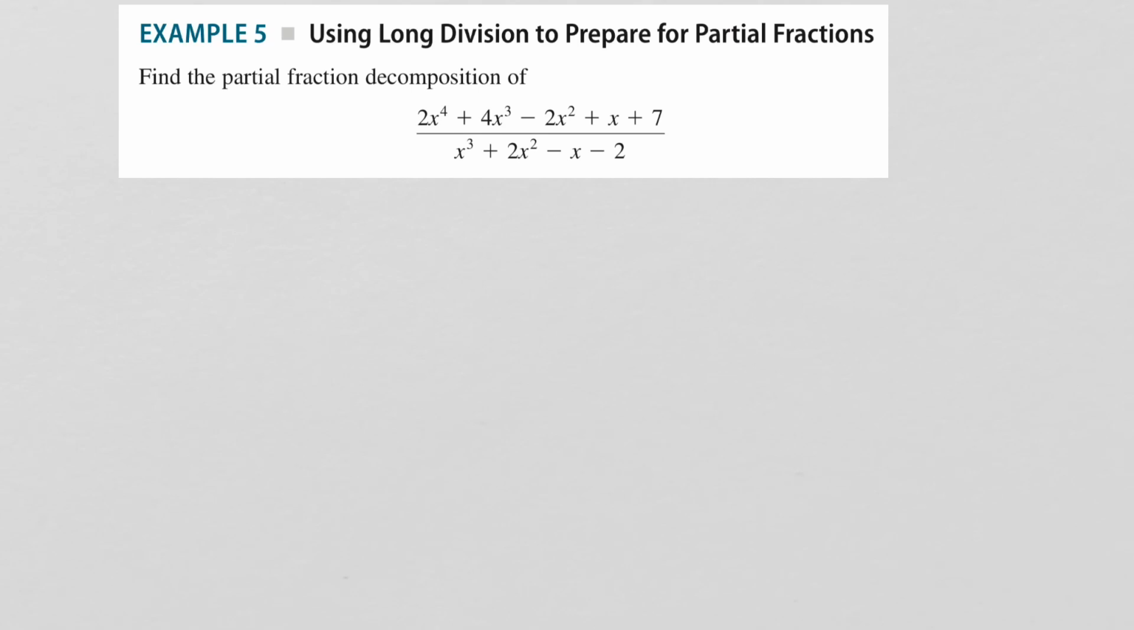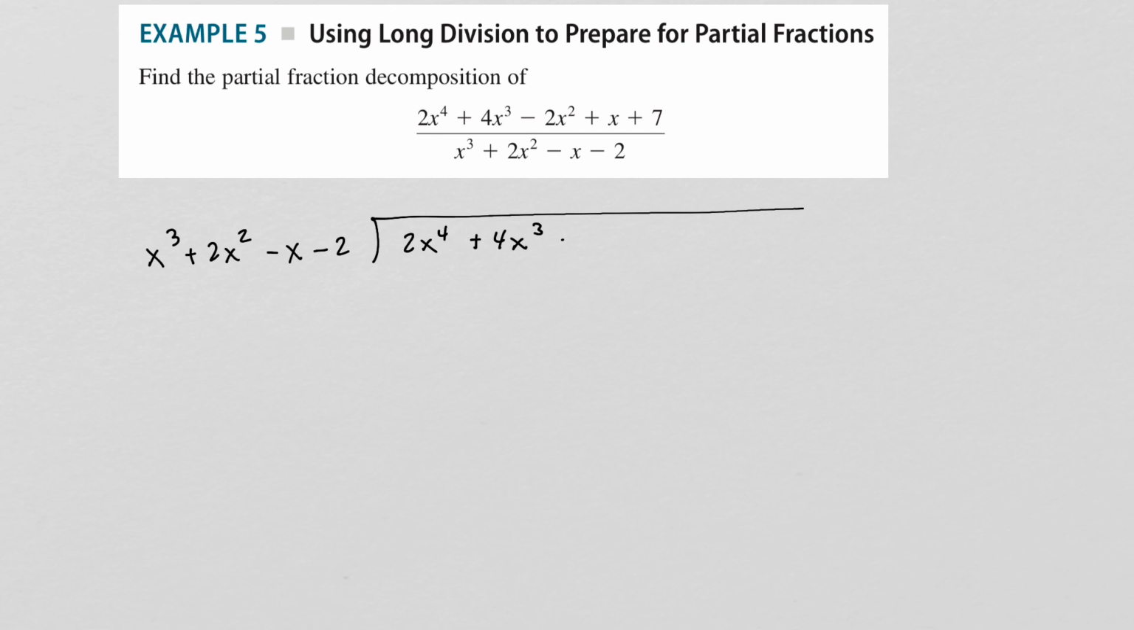And finally, what do we do if our original fraction is not proper? So notice the degree of the numerator here is 4. The degree of the denominator is 3. So this is not a proper fraction. So in this case, you have to use long division first. So we're going to have to take the denominator, which is this thing here, and divide it into the numerator. And so we have to go through this process.